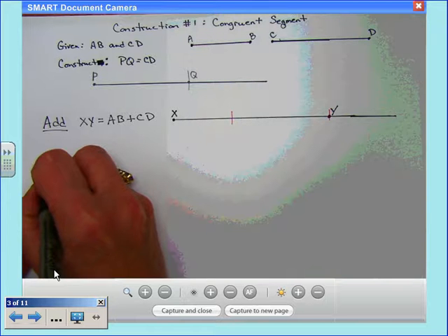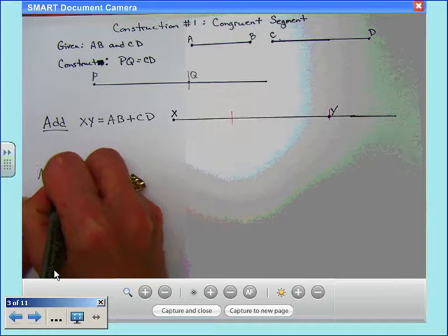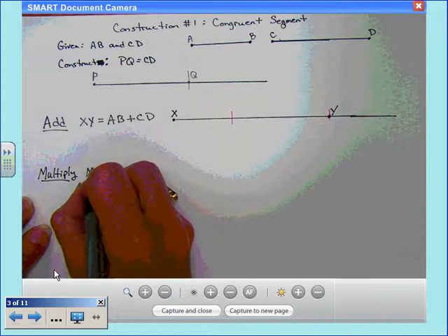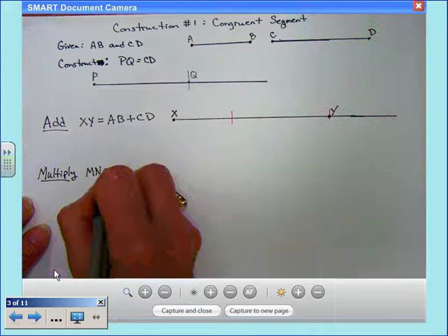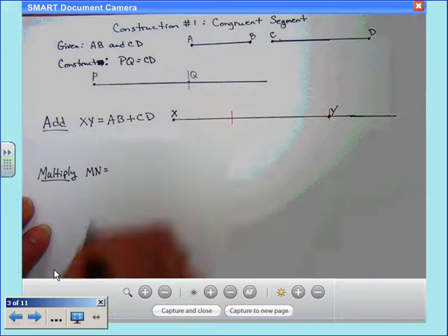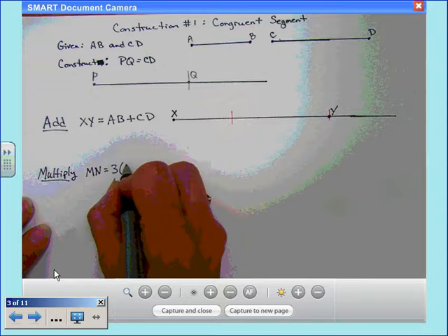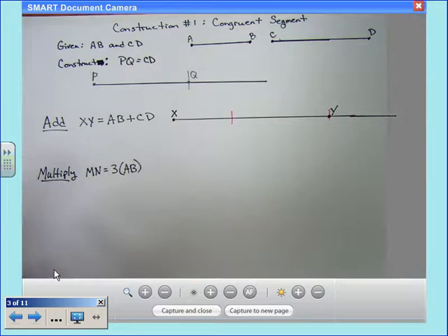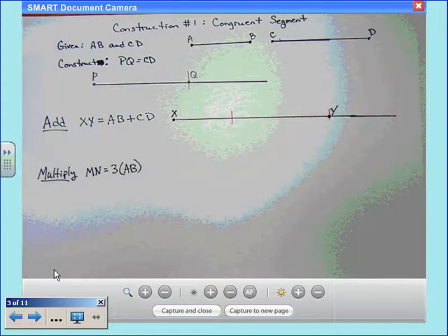Next, we want to multiply segments. We want to end up with a segment, we'll call it MN, that equals 3 ABs. So we're multiplying 3 times AB. I'll give you a chance to write that down.